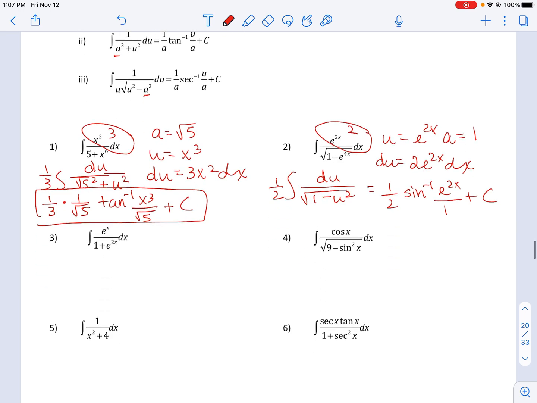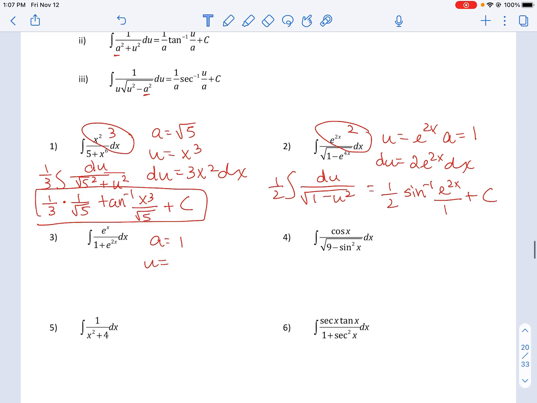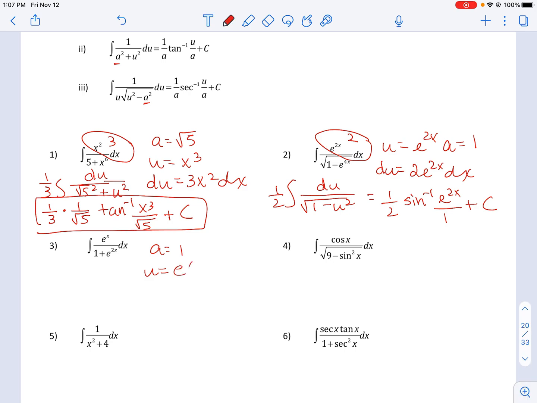The next one, this is going to be my arctangent. So your a is 1, your u is e to the x, because it's really e to the x quantity squared. My du is e to the x again. That's why that extra e to the x is there. So again, let's do the rewrite.